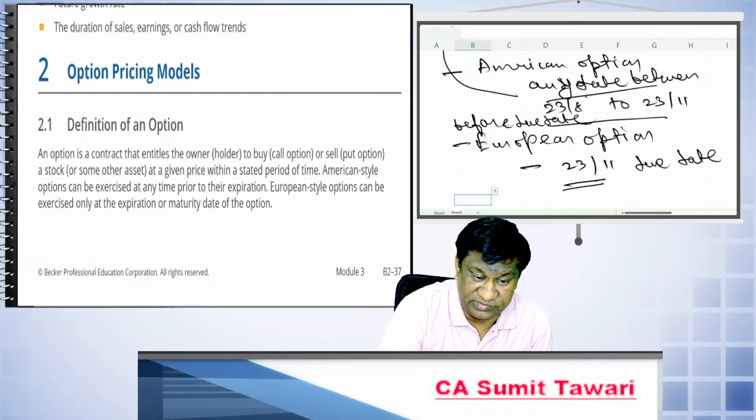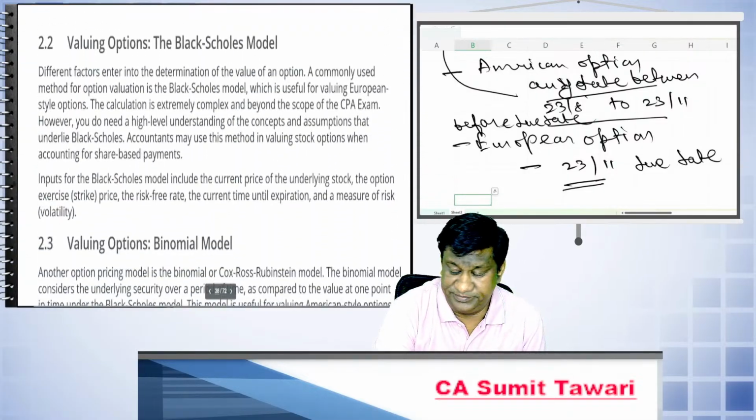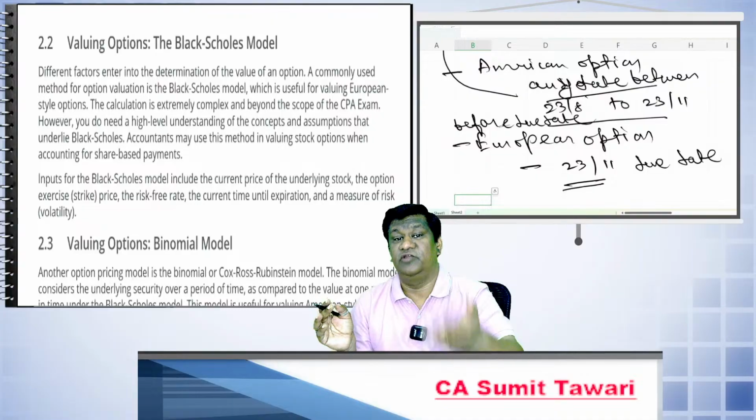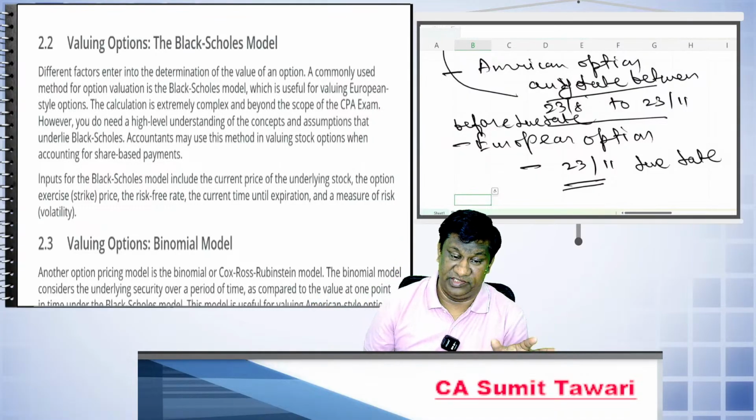Okay, so that is basically the options. Option, first of all, is a right to buy or right to sell for the buyer of the option. Underwriter means who is the seller of the option. Okay, he is under obligation. He doesn't have a right.